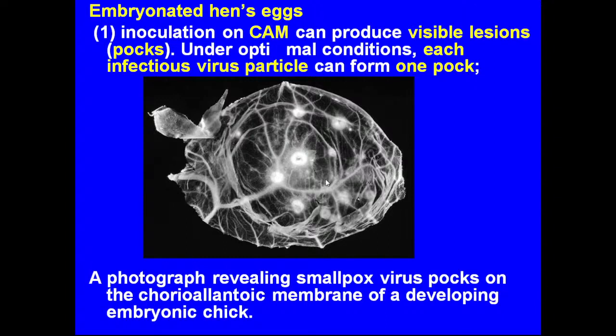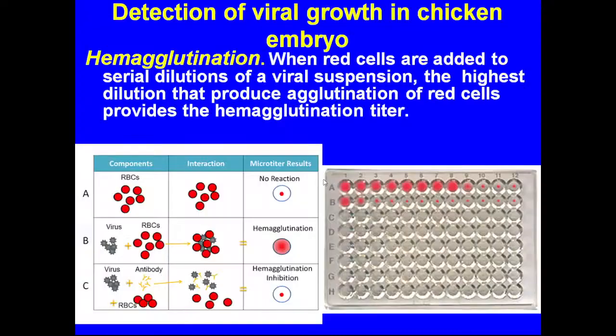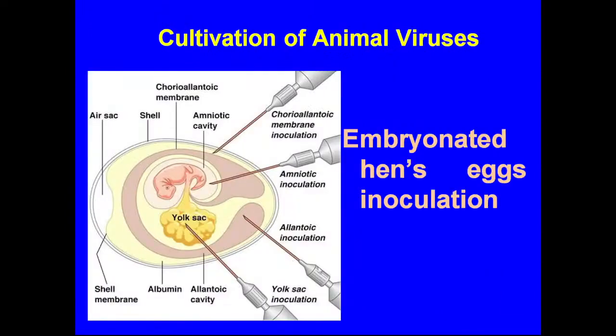But then, if we use other ways of embryo inoculation, we won't see any visible lesions anywhere. Most probably, we need to perform some simple tests to understand whether the virus is multiplying there or not. And the very popular one is so-called hemagglutination. What is it?